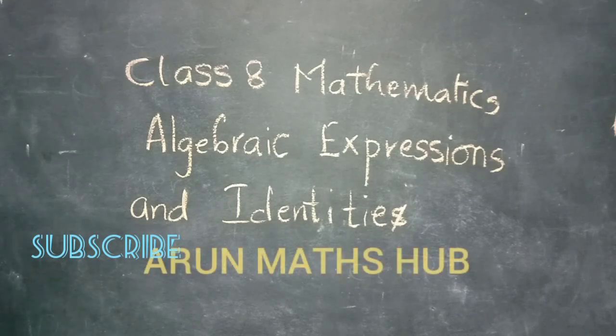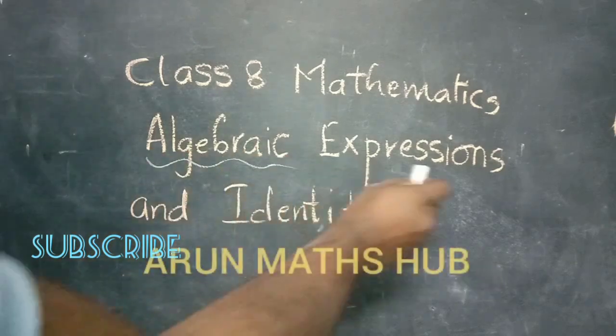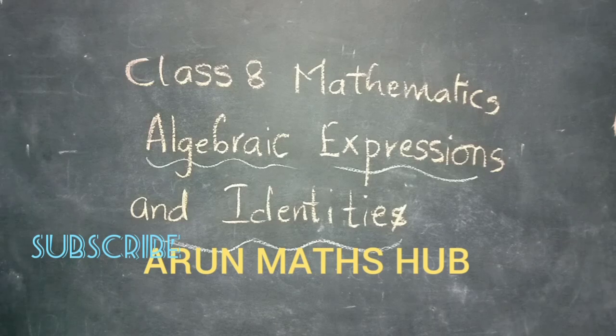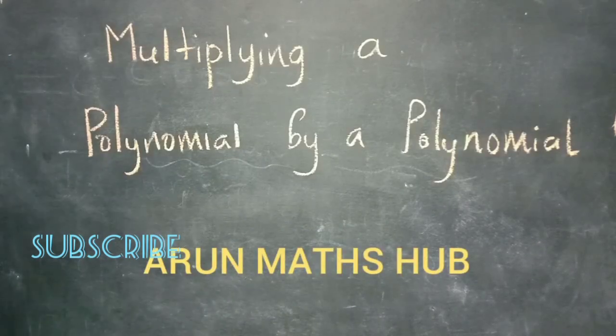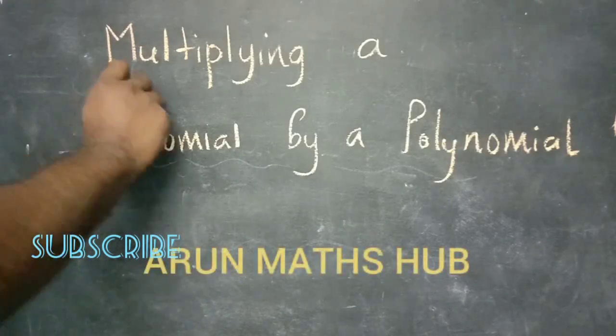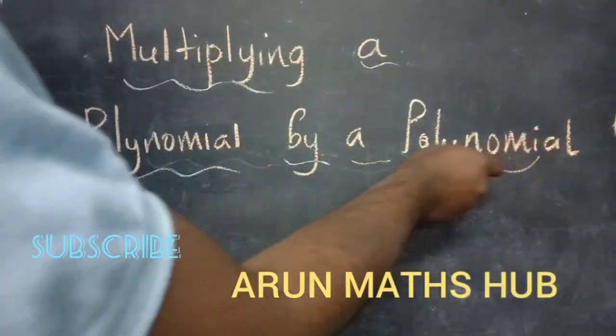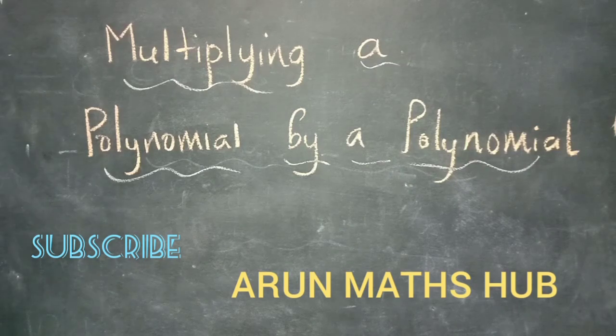We are learning the unit algebraic expressions and identities. In the previous videos, we have learned the basic concept of multiplying a monomial by a monomial, multiplying a monomial with a binomial and trinomial. In this video, we are going to learn how to multiply a polynomial with a polynomial.